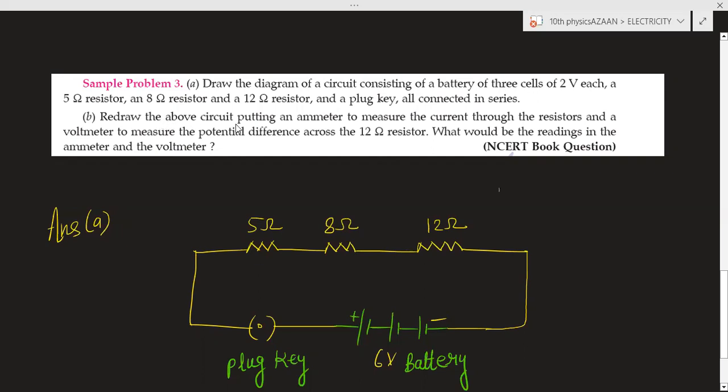You have to redraw the above circuit diagram, putting an ammeter to measure the current. You should know where the ammeter should be connected. Ammeter is always connected in series with the resistors, and a voltmeter to measure the potential difference across the 12 ohm resistance. So across this 12 ohm resistance, connect a voltmeter. And what will be the readings in the ammeter and the voltmeter? Means they are asking what is the reading in the ammeter, the current, and what is the voltage across the 12 ohm.